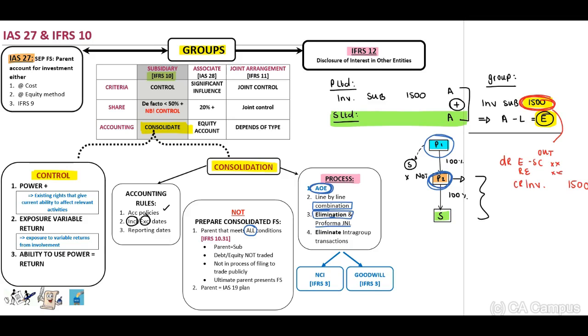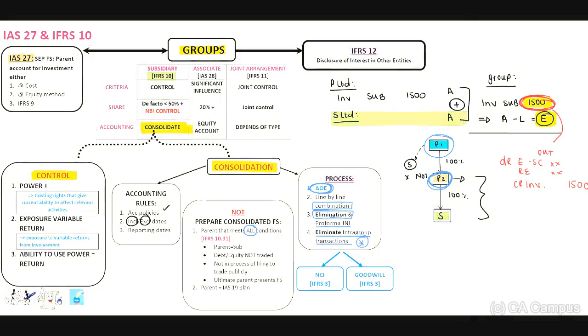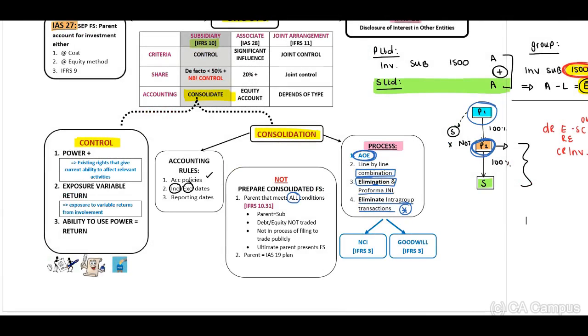Then step number 4, if you look at my process, eliminate intra-group transactions. Why do we do this? Remember, parent and subsidiary will now be seen as one entity. The parent cannot pay dividends to himself. Therefore, we will have to eliminate the intragroup dividends and then any other intragroup transactions.